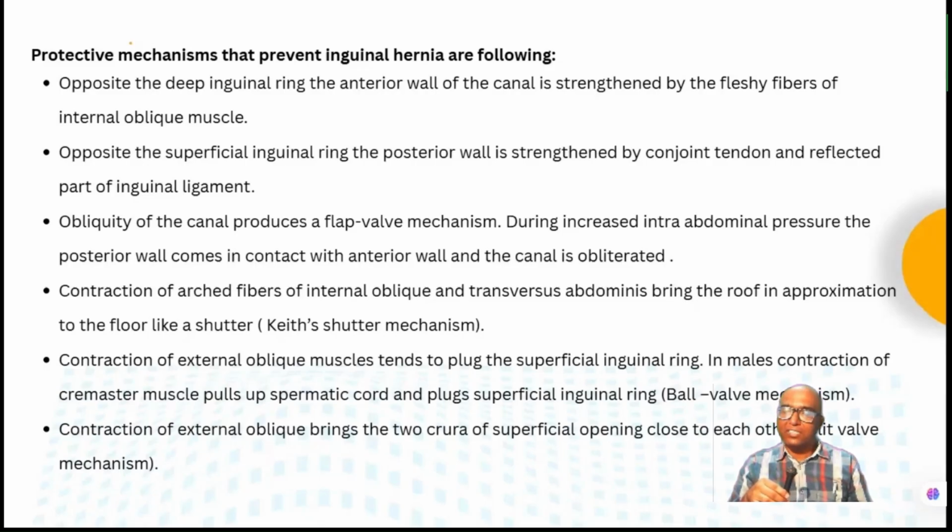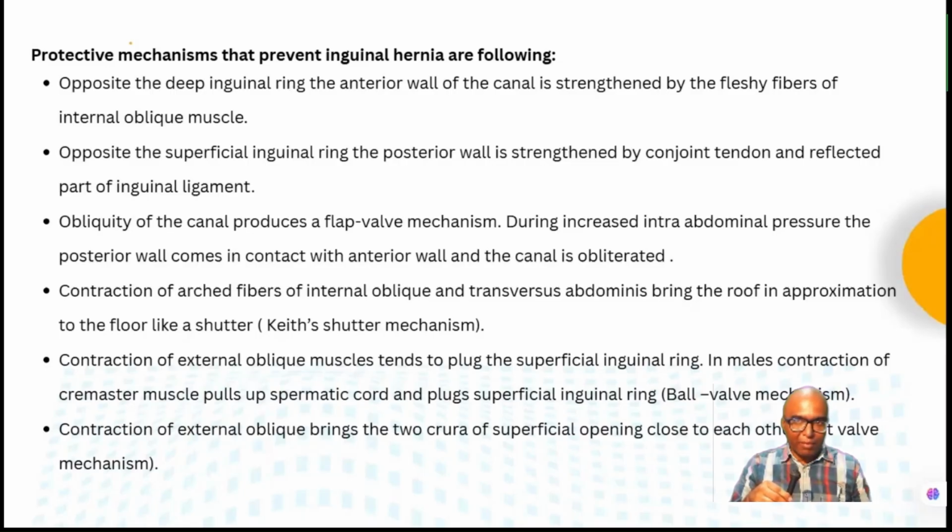So basically, there is a strengthening of the posterior wall at two places. The hernia will come mostly from the posterior side. It is strengthened at the level of the deep inguinal ring by the fleshy fibers of the internal oblique muscle, and at the level of the superficial inguinal ring by the conjoint tendon and the reflected part of the inguinal ligament. Then the obliquity of the canal itself will cause the flap valve mechanism.